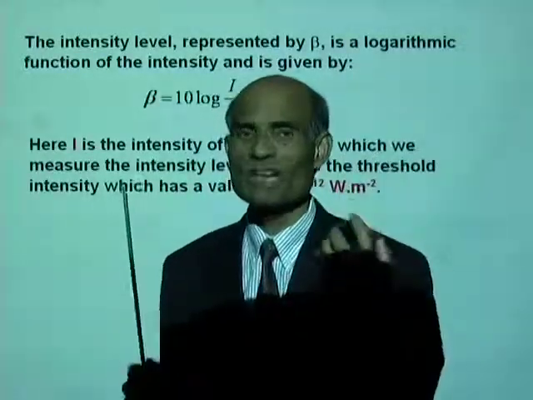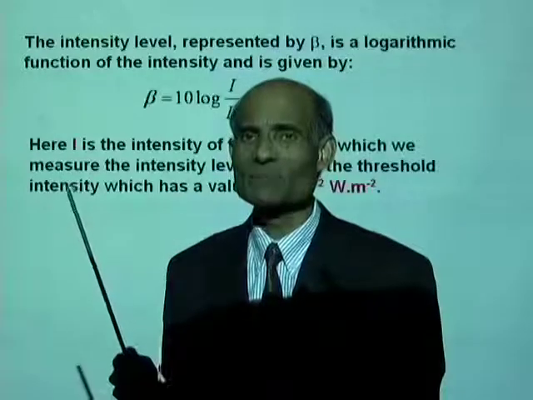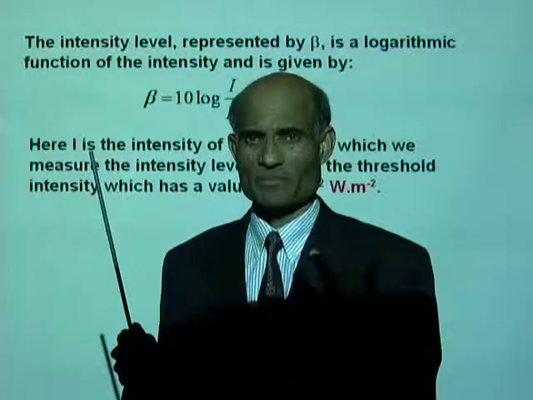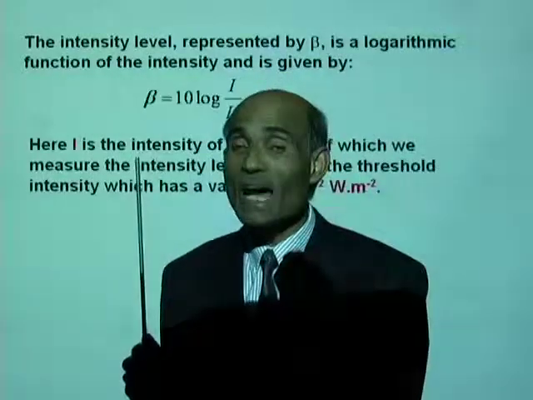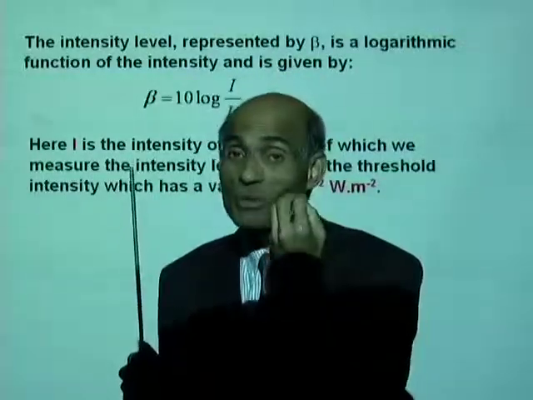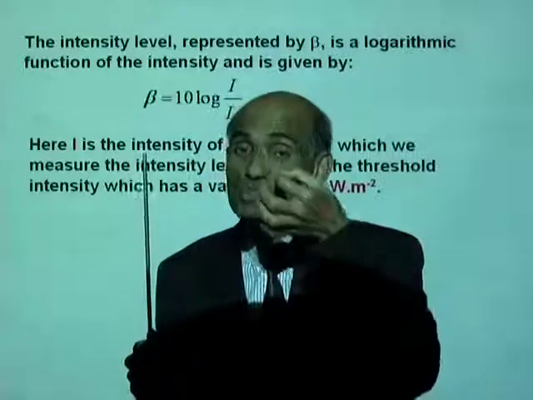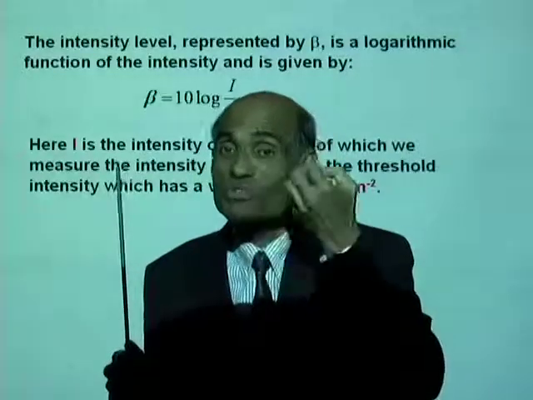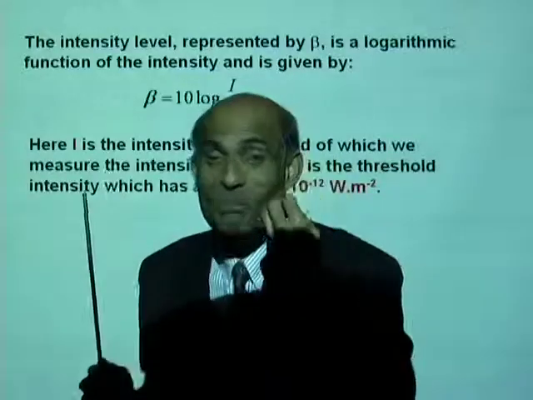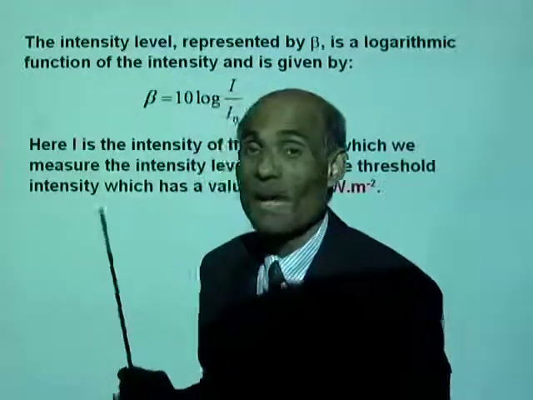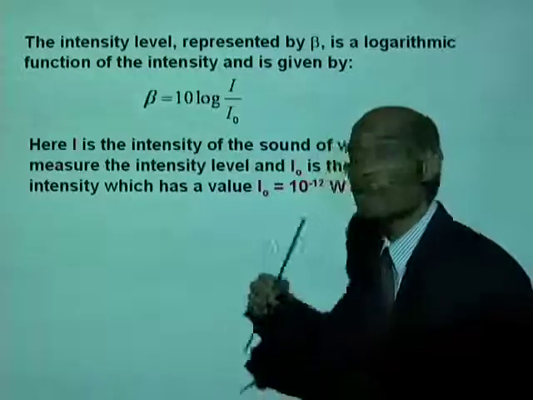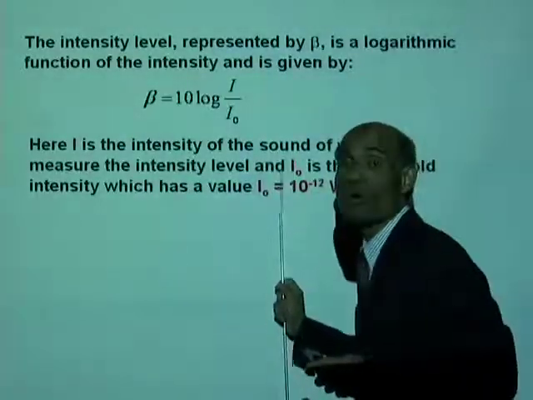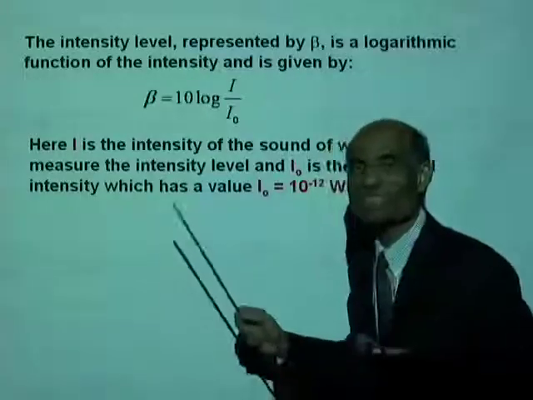For example, can you hear when you breathe? I'm breathing, I can barely hear. But there is a sound, because when you breathe, your nostrils are vibrating, and that vibration produces a sound. But you can barely hear it. And that sound, or the intensity of such a sound, is I0, called the threshold of intensity.